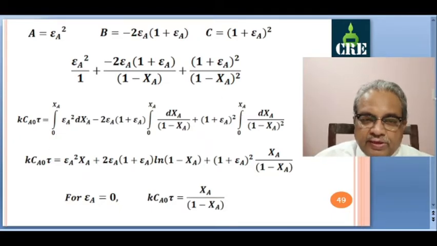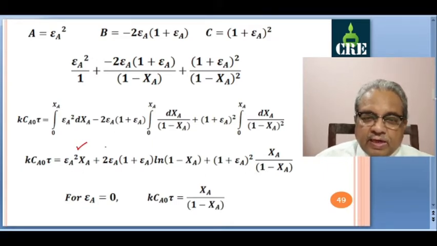Epsilon A squared dXA, the integral of dXA is XA minus 0, so epsilon A squared XA. Then integral 0 to XA of 1 by (1 minus XA), so minus ln of (1 minus XA). So minus becomes plus 2 epsilon A (1 plus epsilon A) ln of (1 minus XA). Then for (1 minus XA) squared, the integral of dXA from 0 to XA is XA by (1 minus XA) after substituting the limits 0 to XA. So (1 plus epsilon A) squared into XA by (1 minus XA).